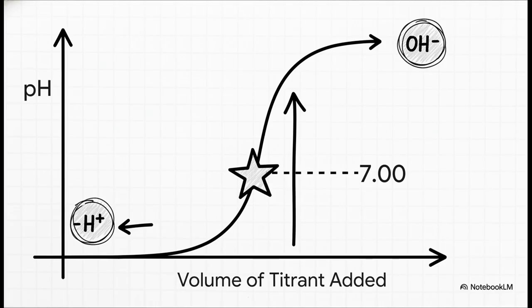Then, as you add the base, the pH starts to creep up. And then, whoosh! It shoots straight up in this incredibly steep climb. Right in the middle of that crazy climb is the equivalence point. That's the sweet spot, where you've added just enough base to neutralize every last bit of acid. For a strong acid and a strong base, that point is always at a perfectly neutral pH of 7. Then, the curve flattens out again way up in the basic region.